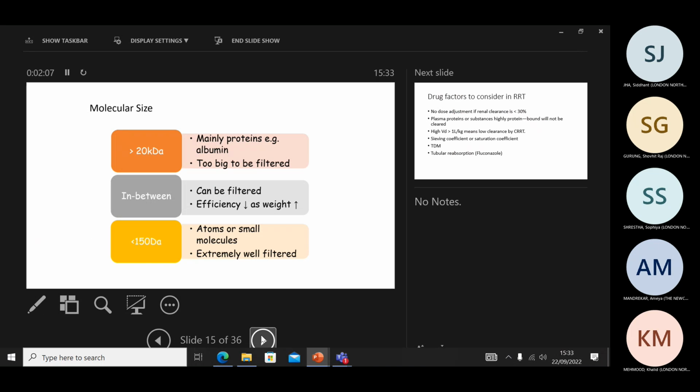Next slide. So this is the slide that talks about the sizes again. Greater than 20K is mainly protein-bound, like albumin, too big to be filtered or cleared, and in between can be filtered, and less than 500 or less than 150, they're small and extremely well filtered. Next one.